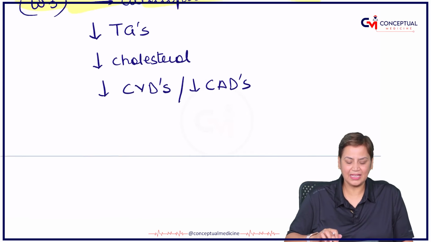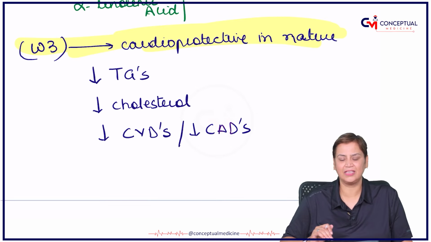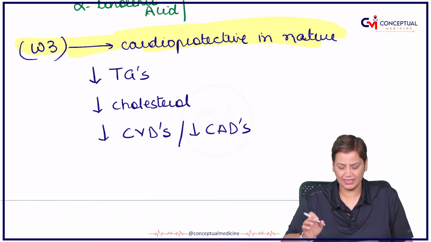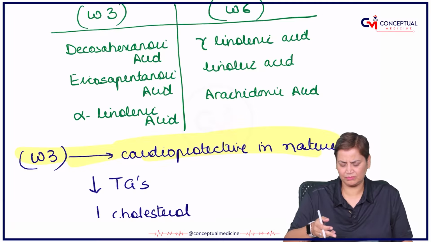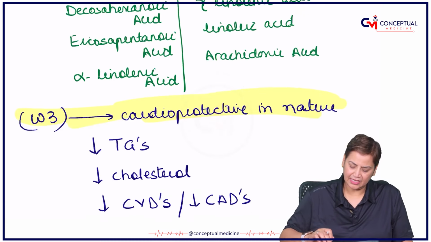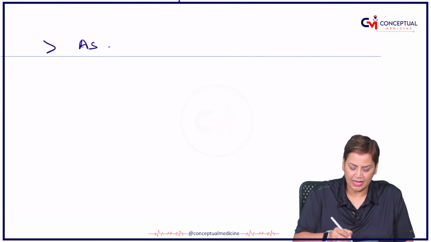So we can say that omega 3, since it is cardioprotective, will always lower the risk of TGs, lower the risk of cholesterol, lower the risk of CVDs and CADs. So we should always prefer these omega 3 fatty acids in the diet. There is one more category, omega 9, which includes palmitoleic acid. But you just have to remember omega 3 and omega 6. Then the last way of classifying these is as per the isomerism.